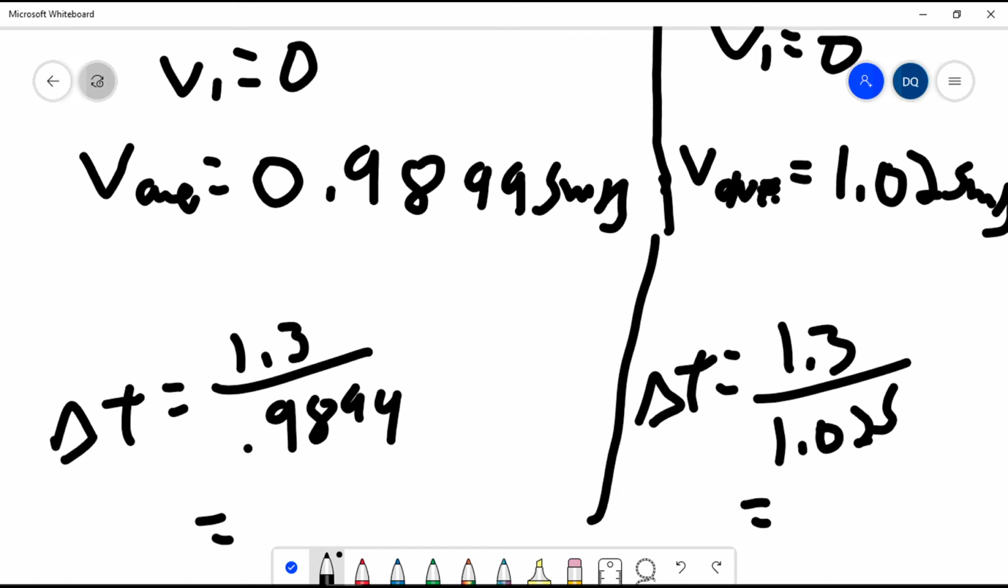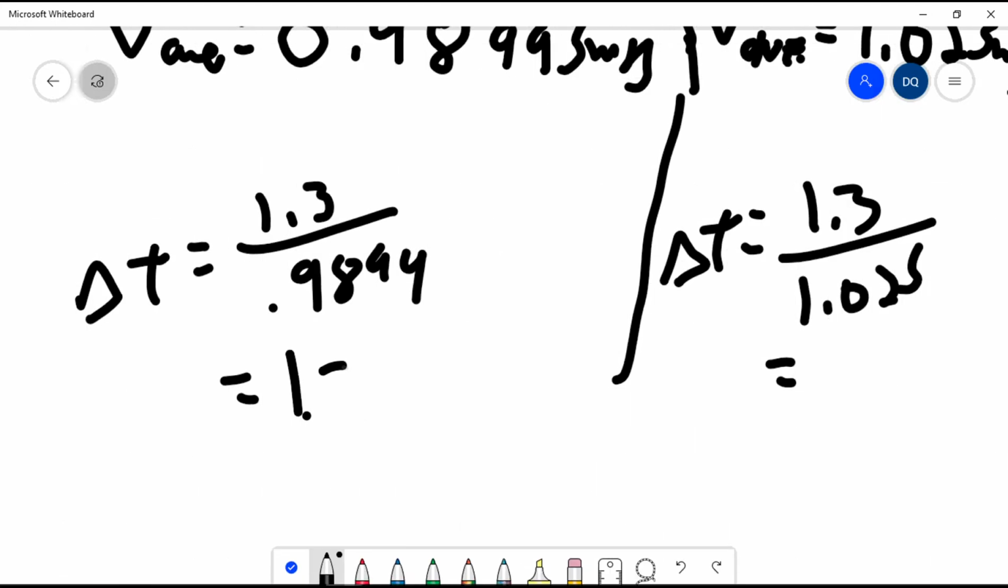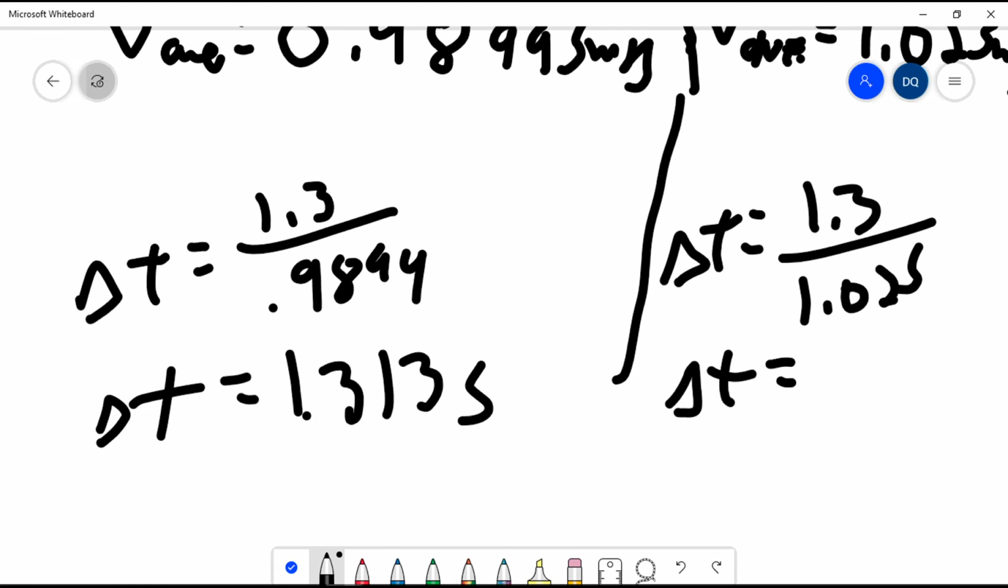So it is 1.313 seconds for the puck, and it is 1.268 seconds for the ball. That's why you saw the ball win slightly, by somewhere around 1/10 of a second.